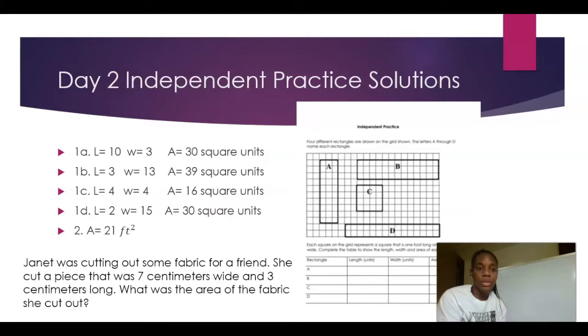The first one was 30 units squared or square units. The second one was 39 square units. The third one was 16 square units. And the fourth one was 30 square units. For question number 2, you had to go ahead and draw out an image because they did not give you an image to view in order to obtain your area. And then once you drew out your image, then you labeled the length and the width with 7 and 3. And then you took those two numbers and you multiplied them together to have an outcome of 21 feet square.